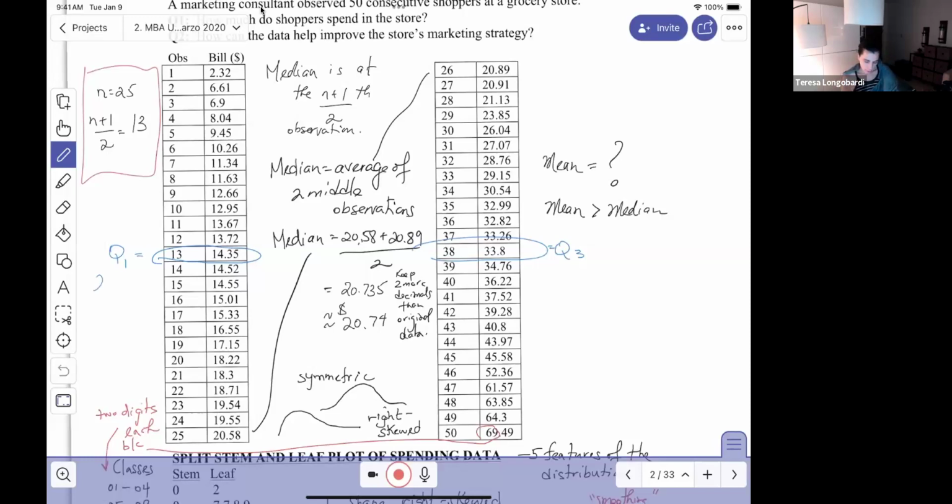So 25% of observations are below it. Q3 is the third quartile, 75% of the observations are below. How do I know it's 25 and 75? Because this whole thing was 50% and I divided it in two. How do I know it's 75? Because half of 50% is 25%, and this is 50, so 50 plus 25 is 75.